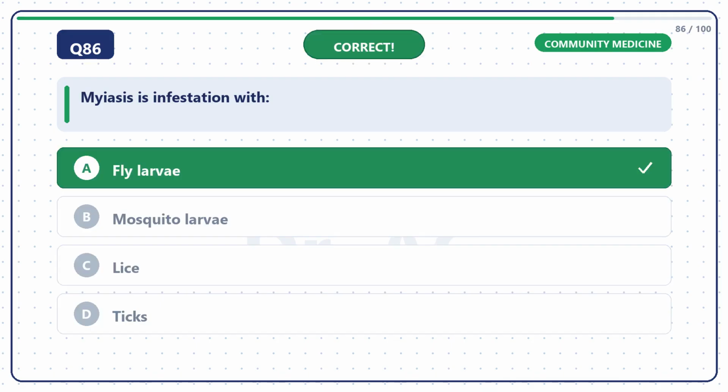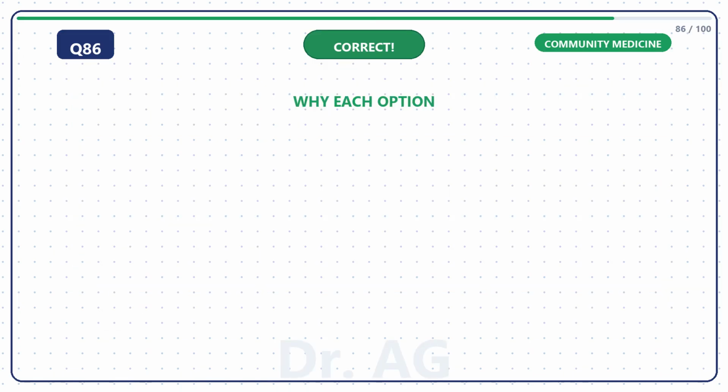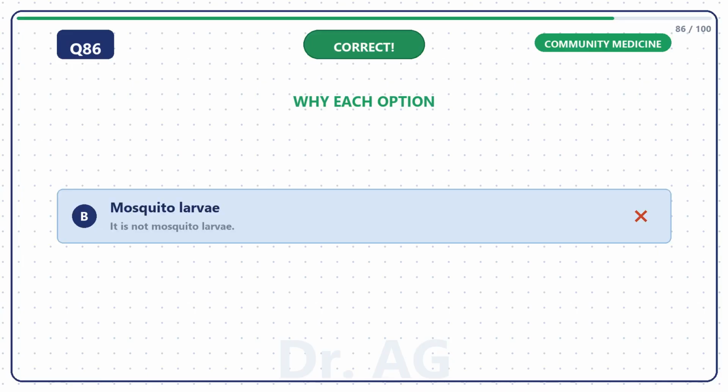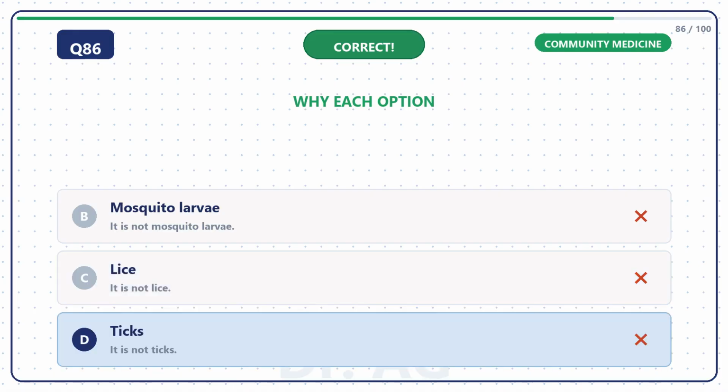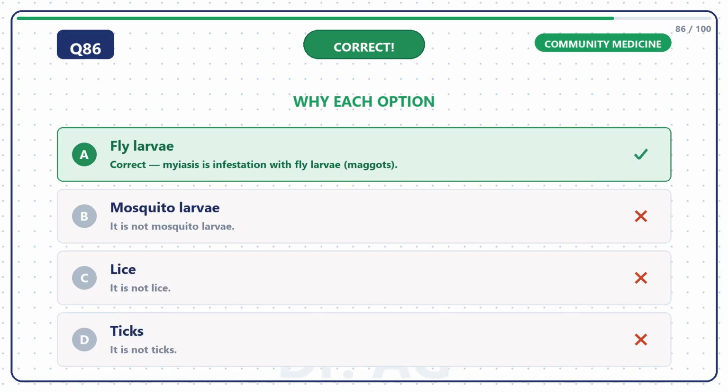The correct answer is option A, fly larvae. Let's go through the options. Mosquito larvae. It is not mosquito larvae. Lice. It is not lice. Ticks. It is not ticks. And the correct answer is fly larvae.